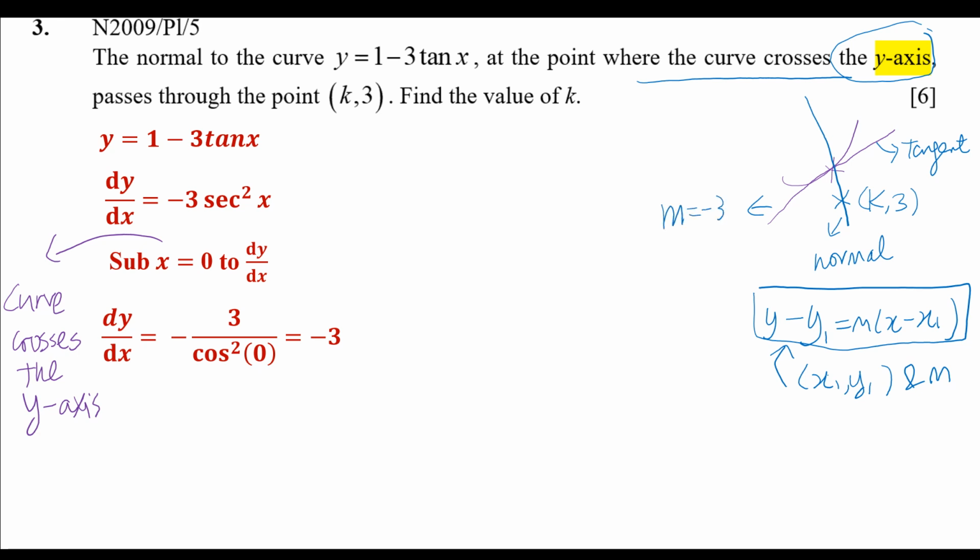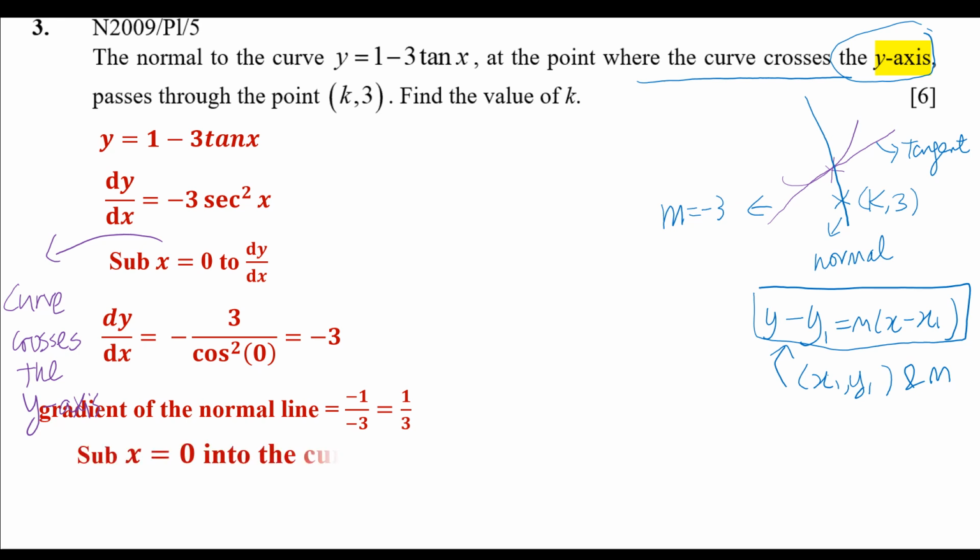But I want to find the gradient of a normal. So the gradient of the normal will be negative 1 divided by negative 3, which is 1/3. Okay, but I'm still not done yet, because I need to find the point, right? I need to find my x1, y1. I know my x is 0, so I need to substitute x as 0 into the equation of the curve to get my y. And that ends up y equals 1. So now I have the point x1, y1 and the gradient. I can substitute into this to find the equation of the normal line.